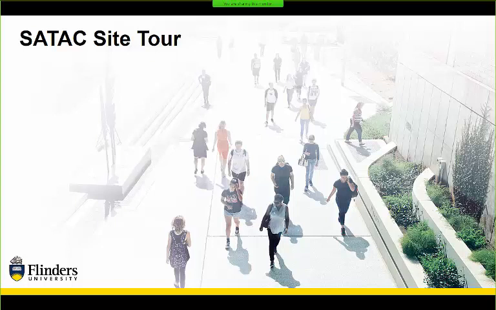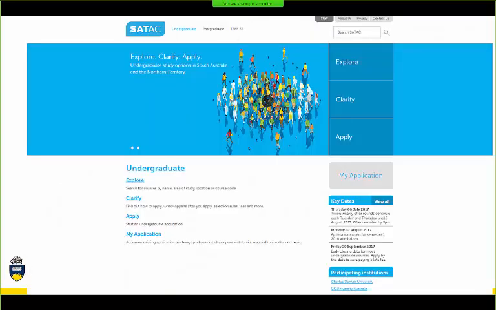Okay, so SATAC. If you are in Year 12, hopefully you have been shown this page and it's not unfamiliar to you, but you would be applying as an undergraduate. An undergraduate means that you have not completed a degree at university before. Postgraduate means that you've completed a degree and now you're looking to do further study. So if you're in Year 12, you would absolutely be looking at an undergraduate degree.